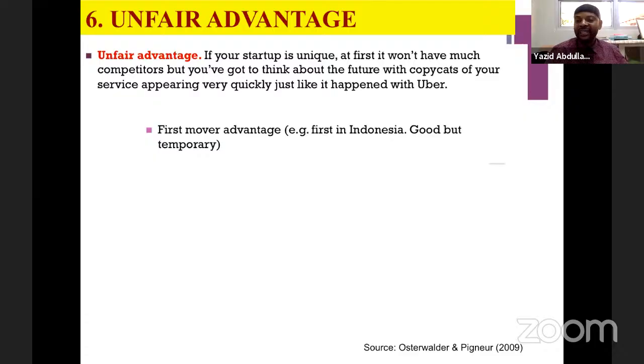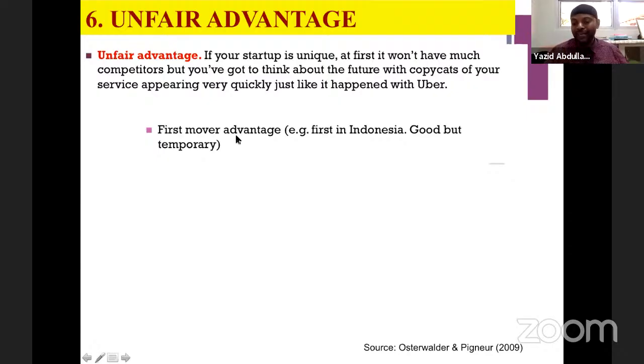There are different ways you can get an advantage. The first one is called first mover advantage. First mover advantage means you're the first to do something. For example, in Indonesia, can you give me an example of a company that was the first to start something in Indonesia? Gojek. Gojek, very good. So in Indonesian context, Gojek was the first company to have an app that calls motorcycles or cars. So that gave them what? First mover advantage.